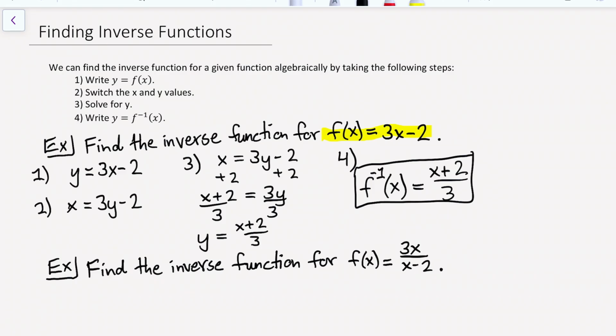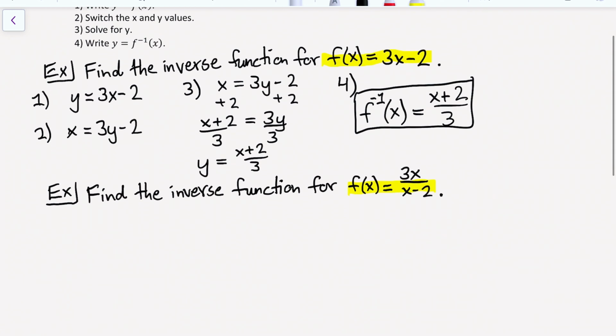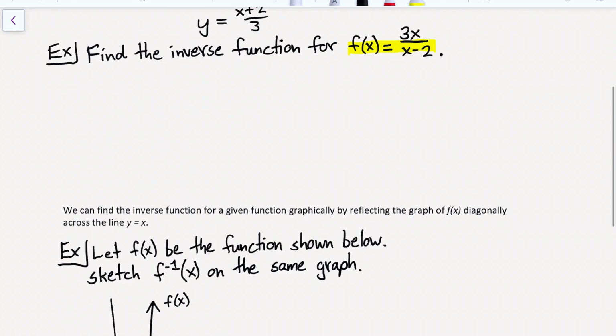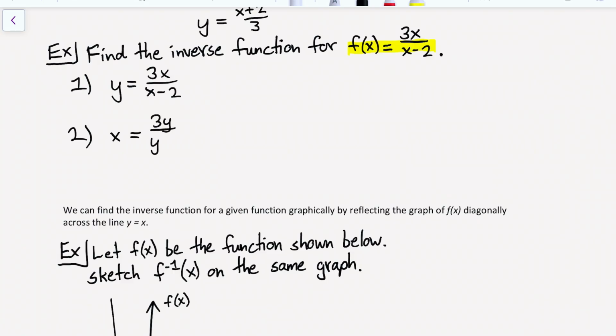Let's perform the same operations with a new example. I want to find the inverse function for f of x equals 3x over (x minus 2). This is a rational function. So I'm going to write the function in terms of its x and y values. I'm going to switch the x and y values. I'll write x equals 3y over (y minus 2), and I'm going to solve this for the output value y. This takes a little bit of creativity.